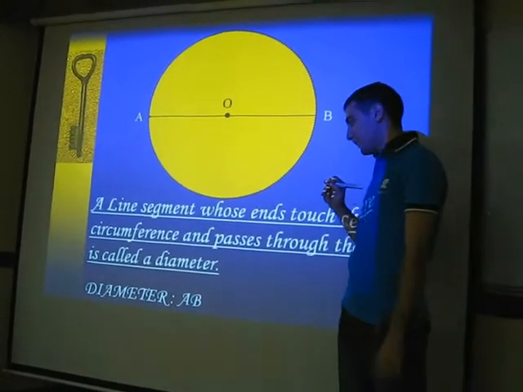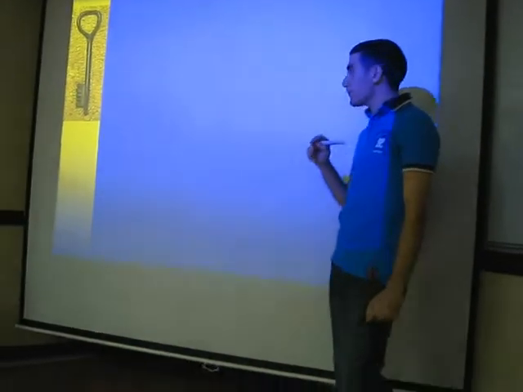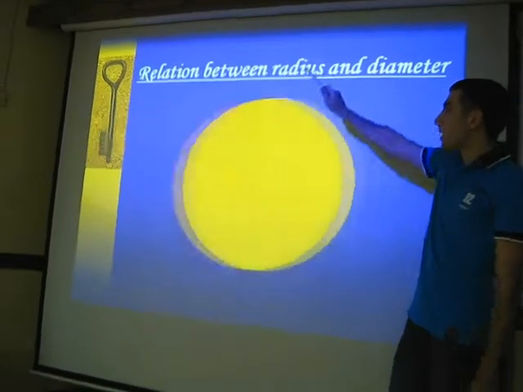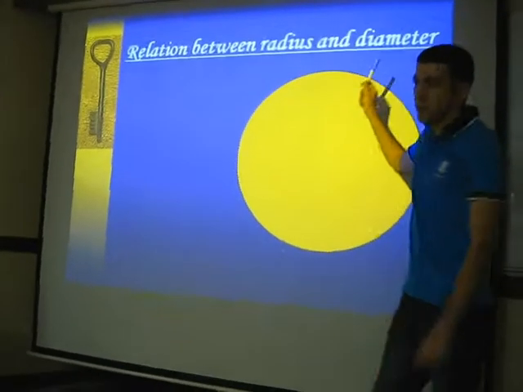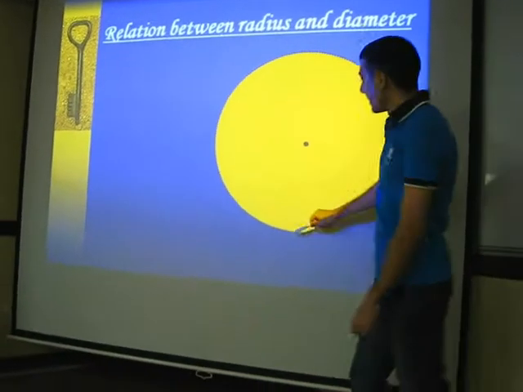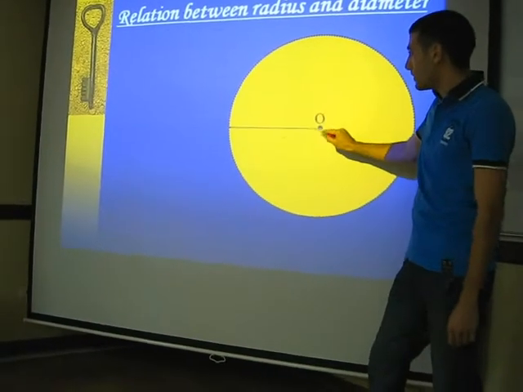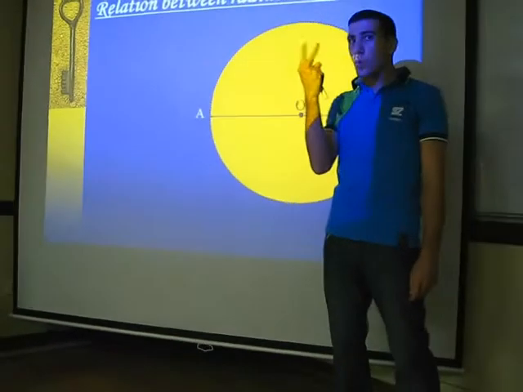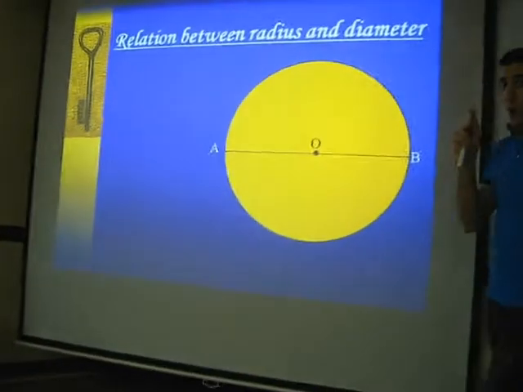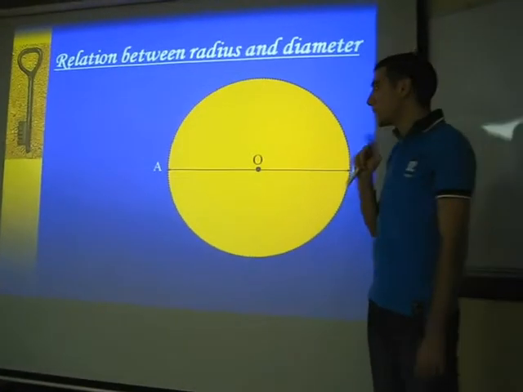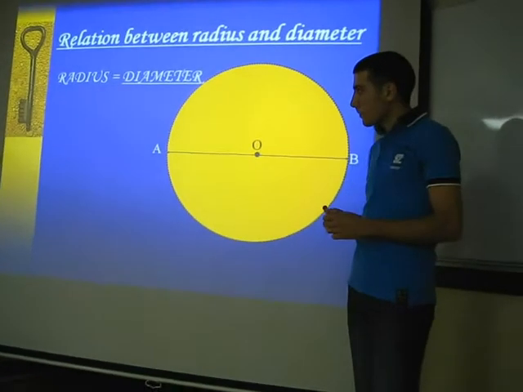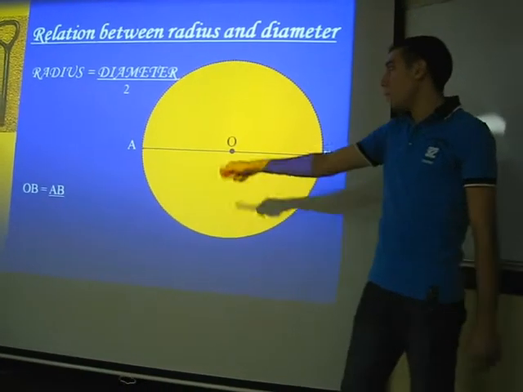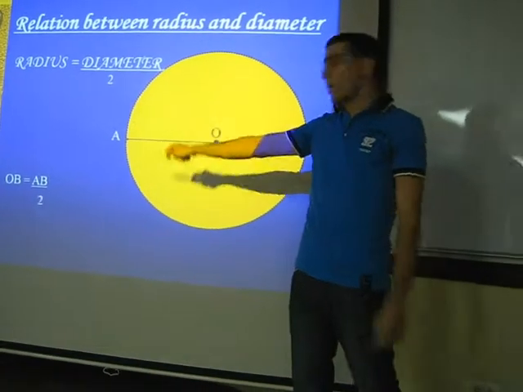this is the diameter. This is the rule to calculate the circumference. We must have a relation between the radius and the diameter. We know that the radius is from O to A and the diameter is from A to B. So one diameter equals 2 radii. So the radius equals AB, the diameter, over 2. Radius equals diameter over 2. OB equals AB, the diameter, over 2.